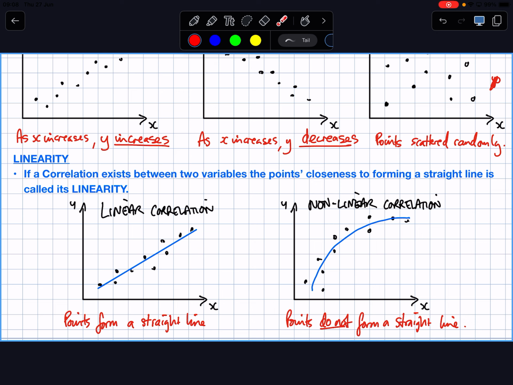The points form a straight line. Whereas these dots here, they're forming a curve, so you wouldn't call that linear. It's a curved line. So points do not form a straight line. You would call that a non-linear correlation. And you have a couple of moments to get that idea down. Once again, no maths. You're just describing what the points look like. Don't lose marks for this.